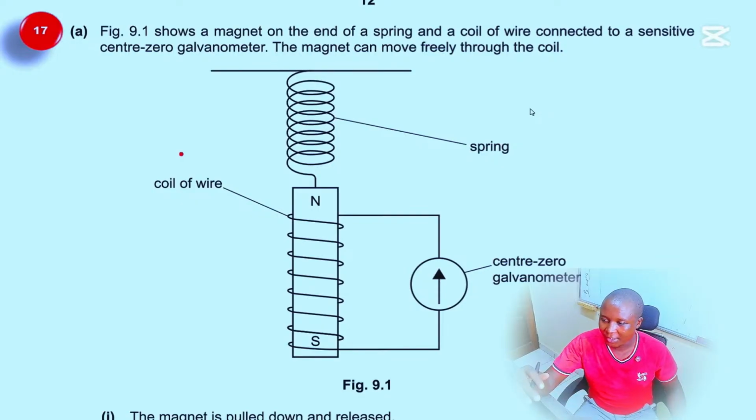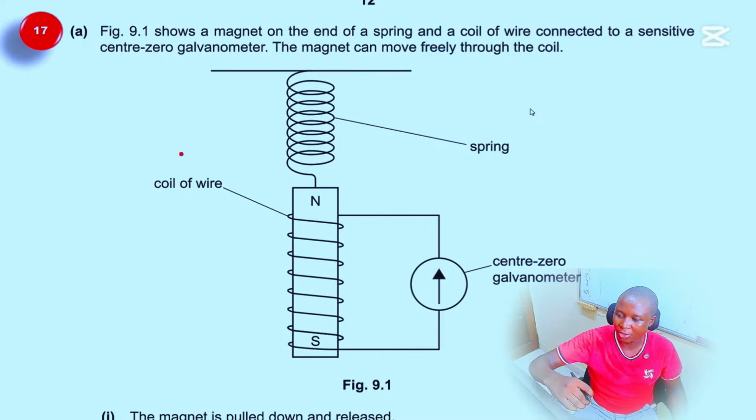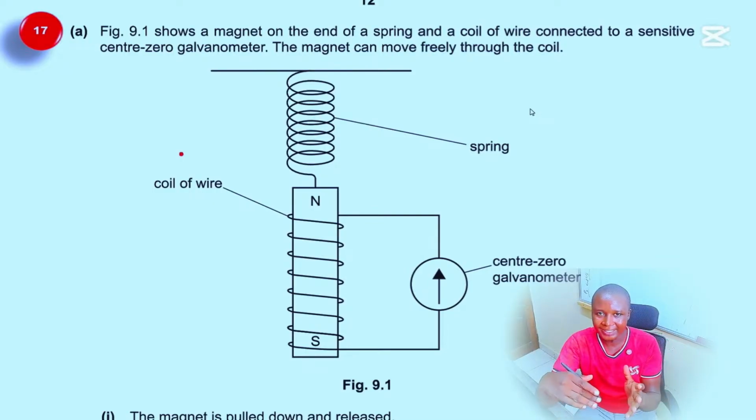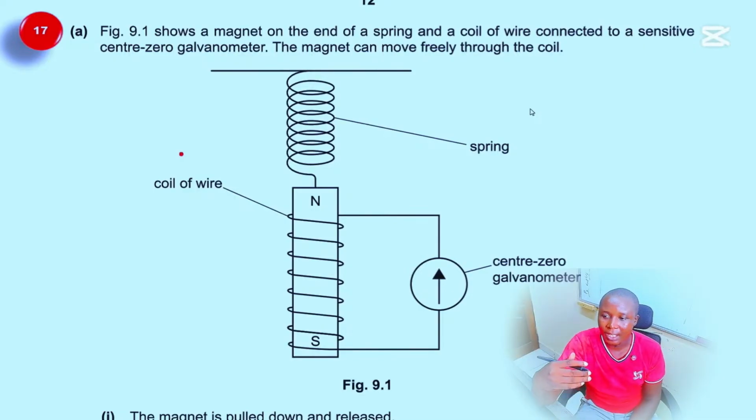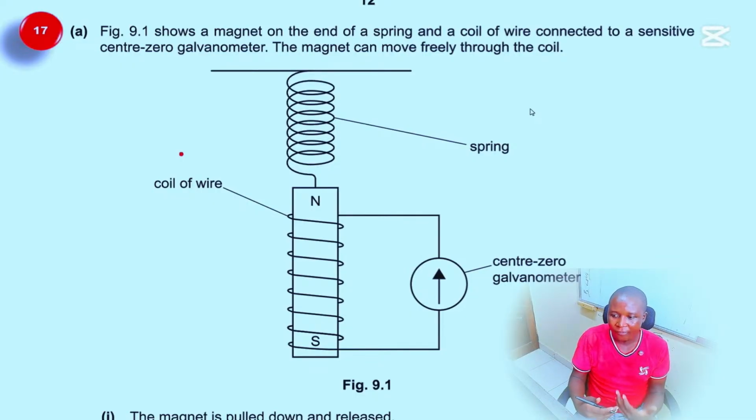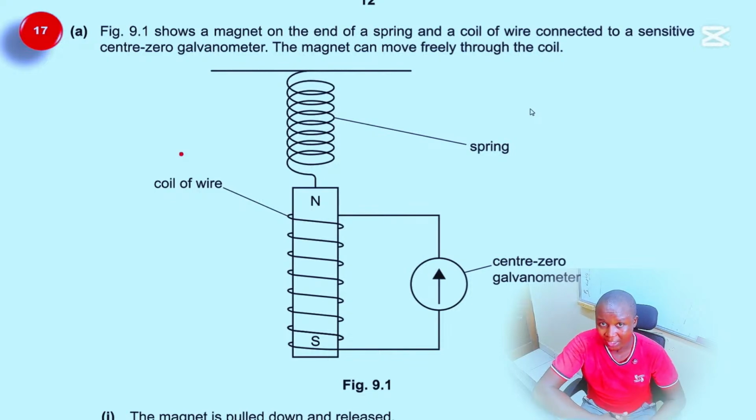So in this case here, we have a spring, and this spring can make this particular magnet oscillate up and down. And remember, the magnet has magnetic fields. So as this magnet is moving up and down, it's going to make the fields cut through the coil. When the magnetic field cuts through the coil, an EMF is induced in that particular coil through electromagnetic induction.